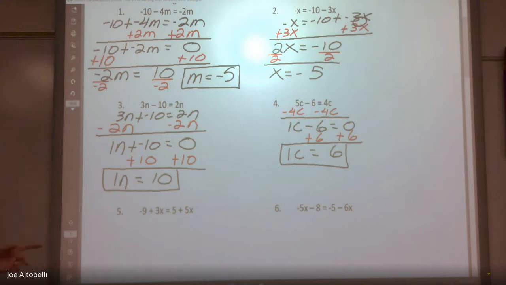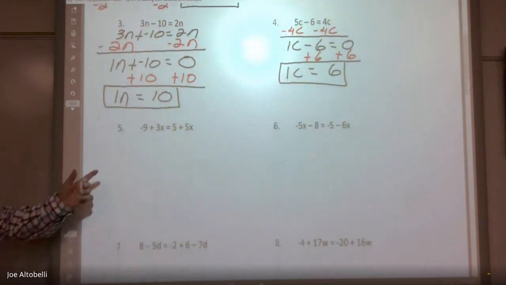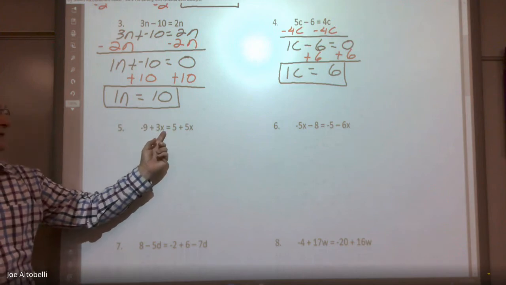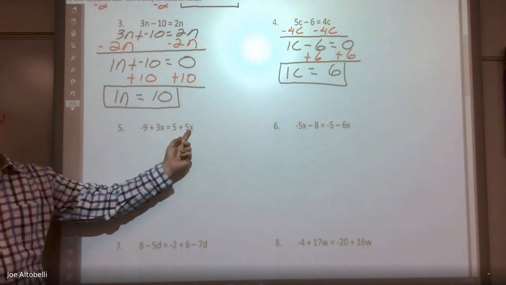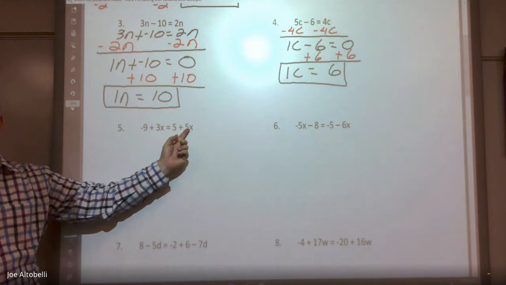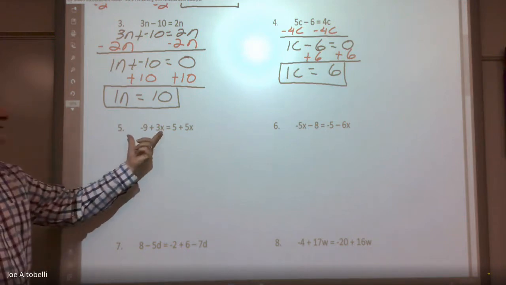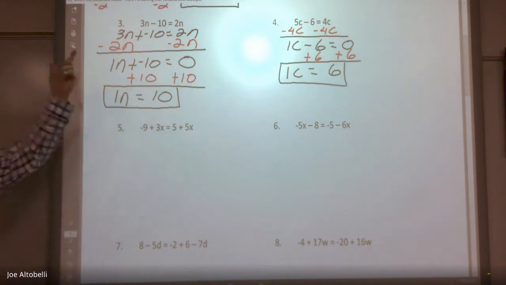Number 5. Notice I have a constant and variable on the left side, a constant and variable on the right side. My process is going to be the same though. Combine any like terms that I can. I don't have like terms on the same side. Okay, so step 2 is going to be eliminate the variable on the right side.